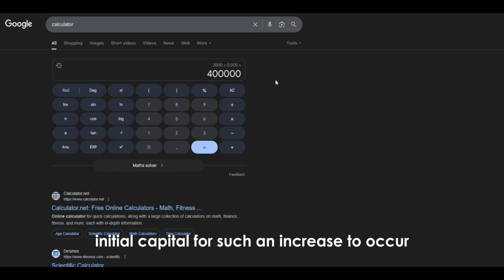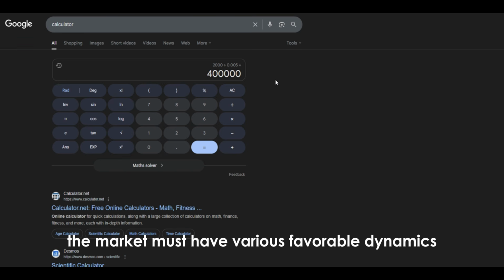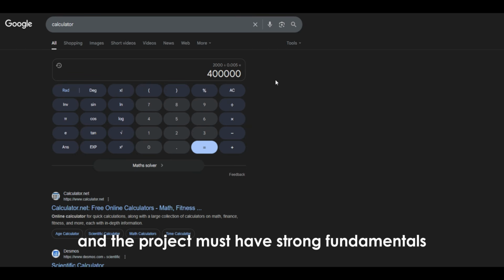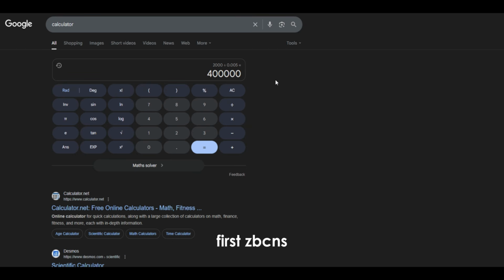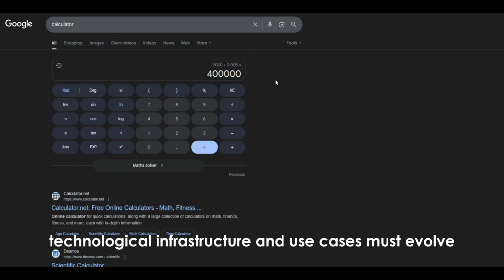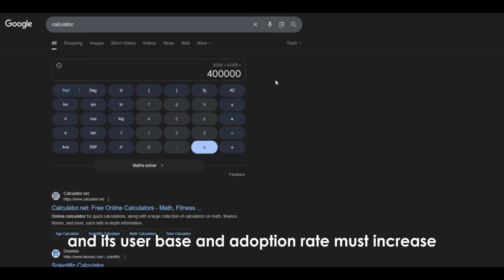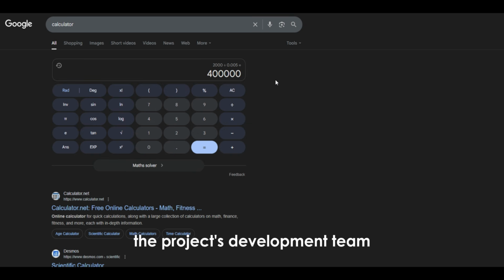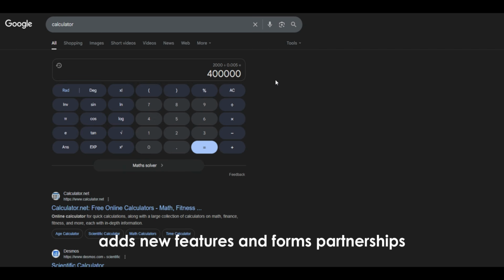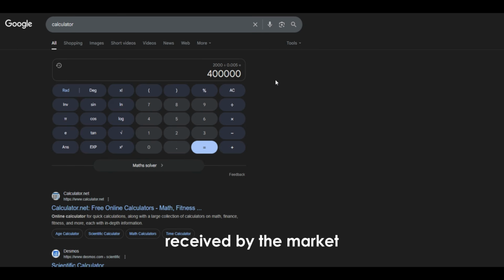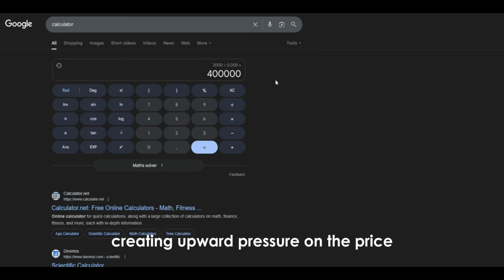For such an increase to occur, the market must have various favorable dynamics and the project must have strong fundamentals. First, Zbcn's technological infrastructure and use cases must evolve, and its user base and adoption rate must increase. The project's development team, roadmap, and updates directly affect investor confidence and can trigger token price movements. If the team delivers regular updates, adds new features, and forms partnerships, these developments are likely to be well received by the market, creating upward pressure on the price.